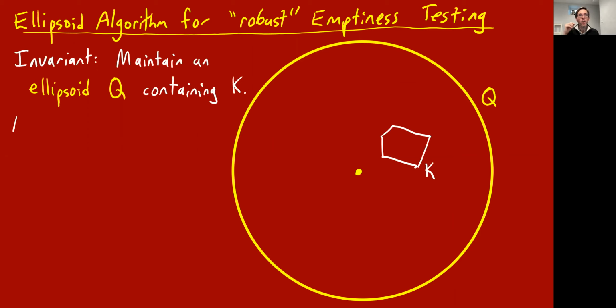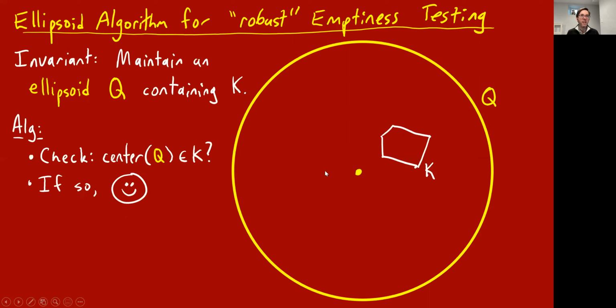Okay, so the very first thing that happens in the algorithm is you've got this Q in your hands, and you just check whether the center of Q is in K. The center of Q at the beginning is the origin, and you just plug all zeros into K and see if it satisfies all the inequalities. And if it does, then great, you found your point in K, and the algorithm is done. But usually that doesn't happen.